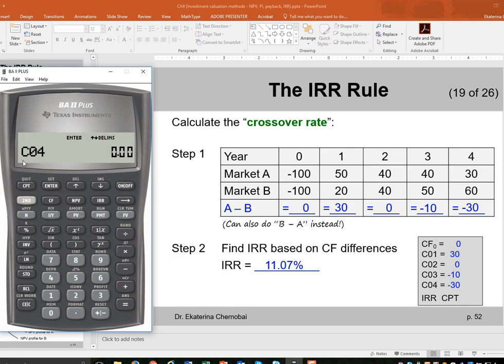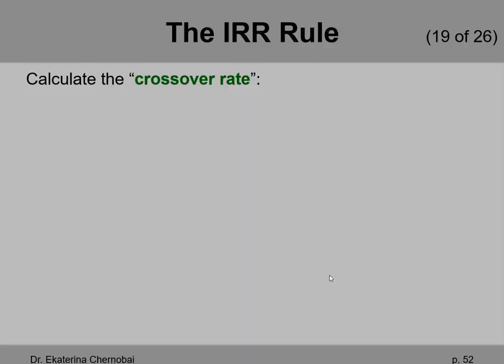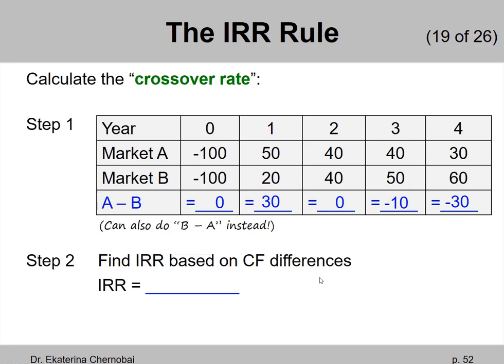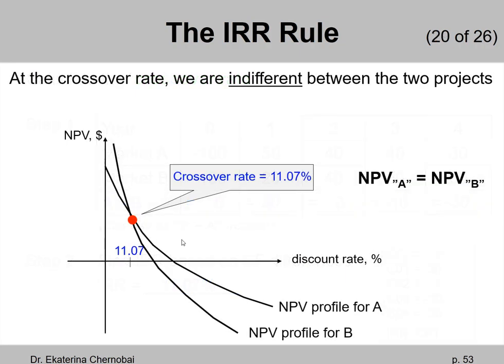And the last cash flow, number 4 in the future, is negative $30. So I press 30, plus minus, enter, down arrow, and down arrow again. I'm done. And then I press IRR, compute, 11.07. So 11.07% is where the two NPV lines for projects A and B cross.